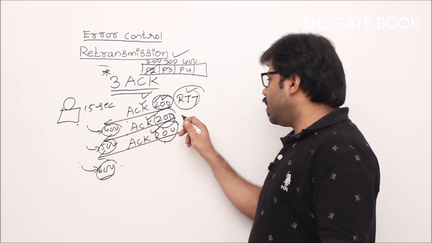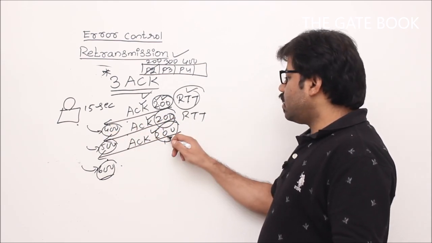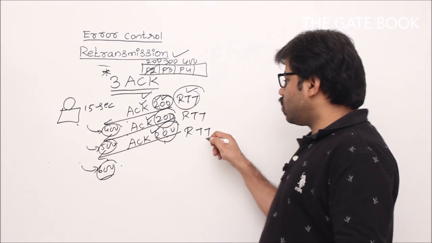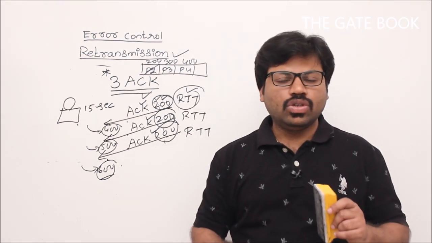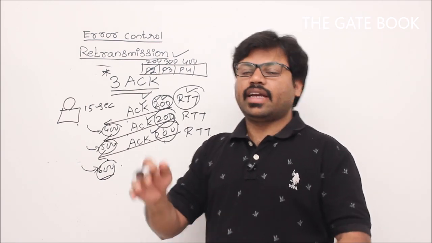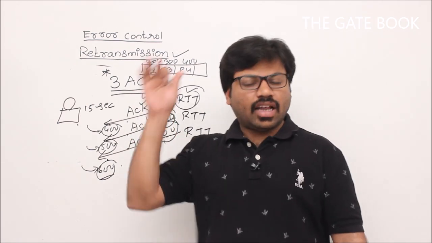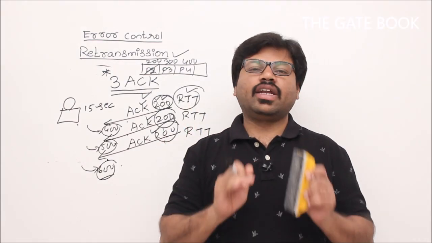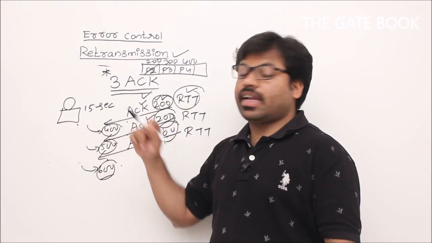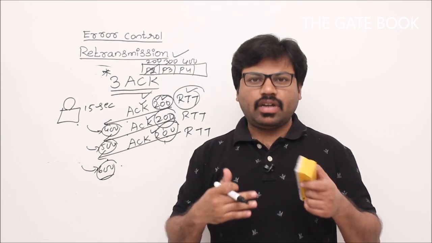This acknowledgement again comes after 1 more round trip time, and this acknowledgement one more round trip time, almost. Then after 3 round trip times, still the packet, the so-called P2, did not arrive there, that's why he is shouting. Then immediately we have to send it, though our timer has not properly timed up.